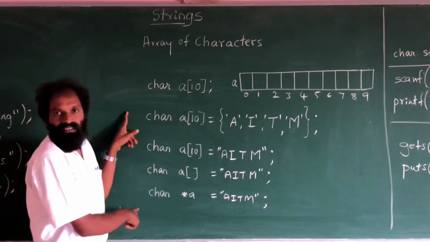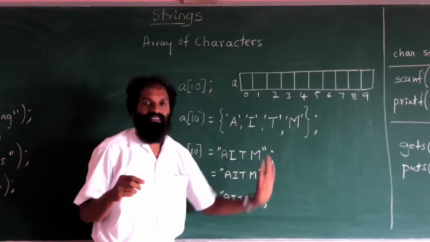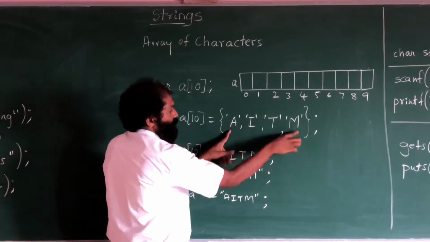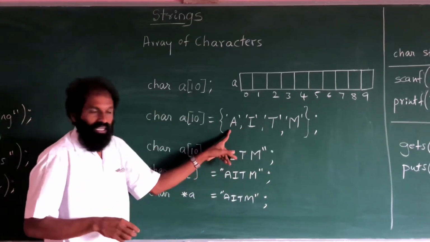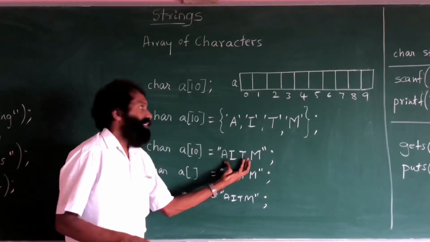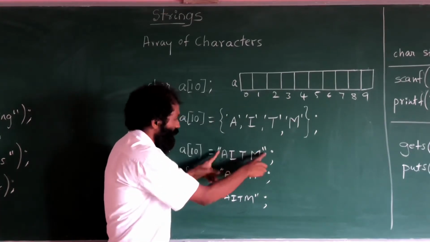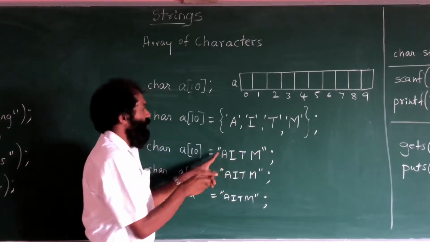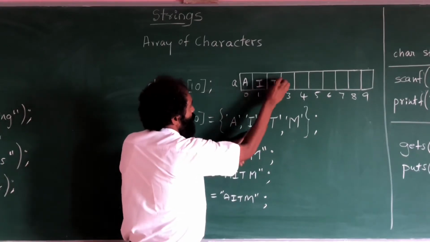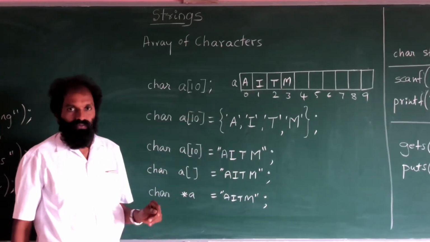These 4 lines show how to store characters in this array. Here AITM, these are characters. Character by character we can store, or directly by taking a string we can store. This is character by character, so single quotation. If you put double quotes, then it will be a string. The first box stores A, second I, T, M. Like this, it stores.